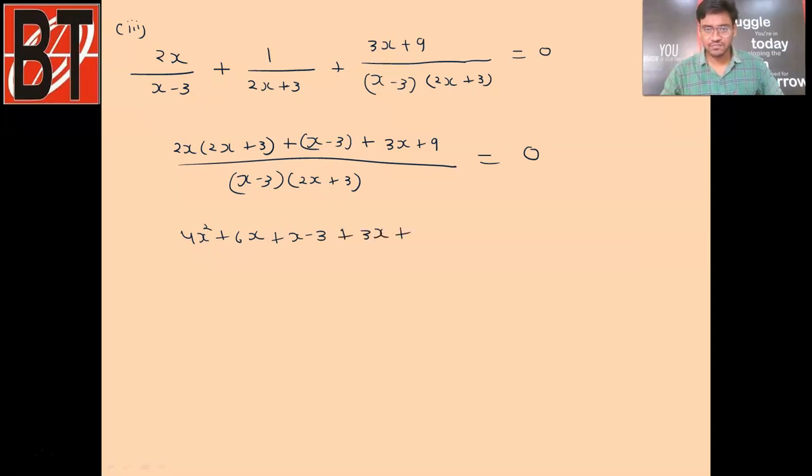I just multiplied the 2x with 2x plus 3, and this x minus 3, 2x plus 3 is now multiplied with 0. I just cross multiplied. So the final equation I will have is 4x square plus 10x, since 6 plus 1 is 7, 7 plus 3 is 10, and minus 3 plus 9, it will be plus 6 is equal to 0.